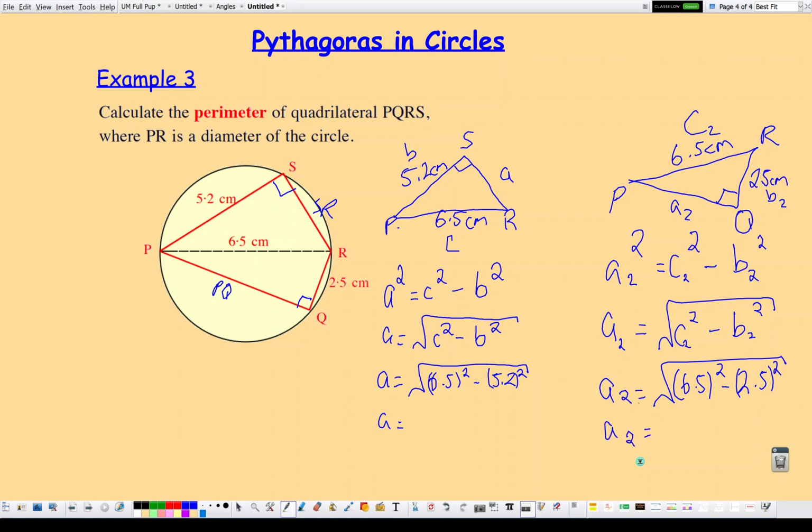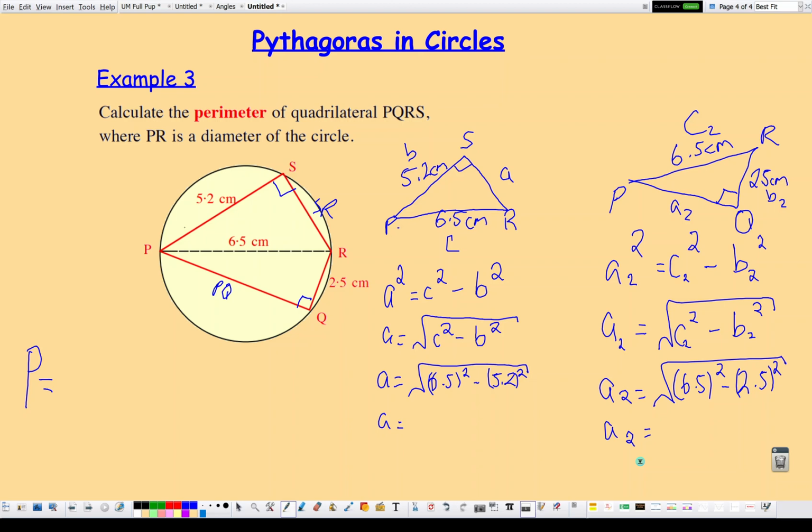So when you have A1, I guess you would call it, and A2, you can then put together the perimeter. So the perimeter of the shape, it's the red shape, so we're not talking about the circle here, we're not looking at circumference, it's the perimeter of the red shape, the quadrilateral. So you just add up all the sides, that's all you do with a perimeter, right? So start wherever you want. P to Q, that's A2 here. You've got 2.5, then you've got the first value of A there, and you've got 5.2, so just add them all together.